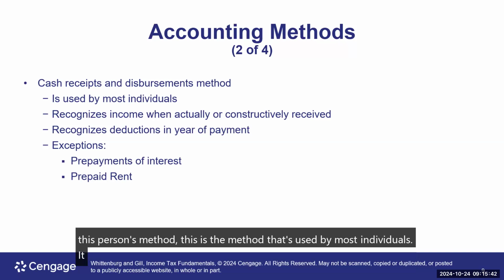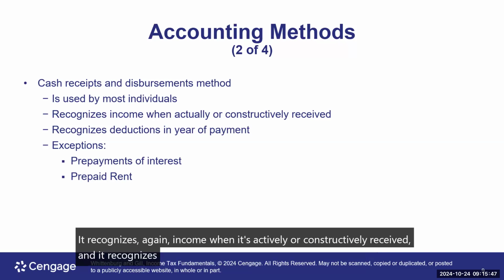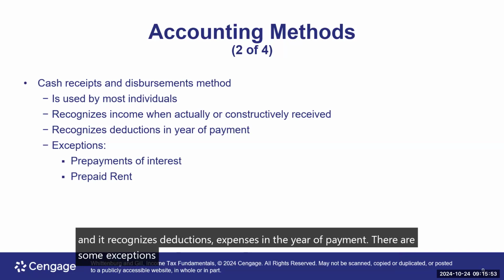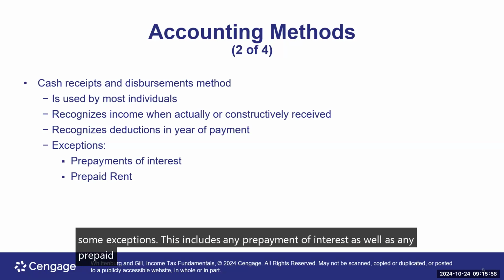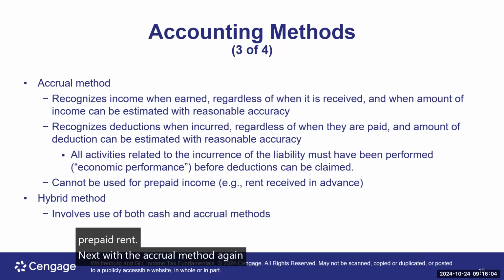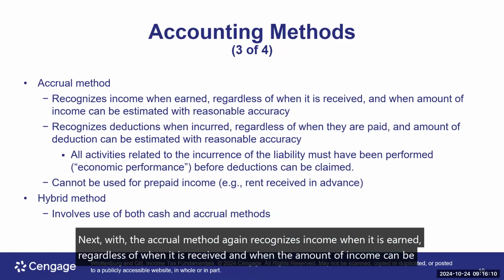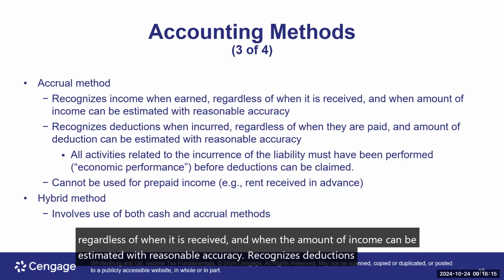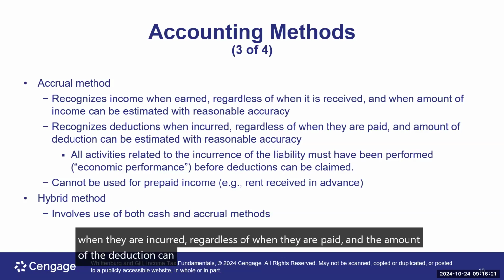It recognizes, again, income when it's actually or constructively received, and it recognizes deductions and expenses in the year of payment. There are some exceptions. This includes any prepayment of interest as well as any prepaid rent. Next, the accrual method, again, recognizes income when it is earned, regardless of when it is received, and when the amount of income can be estimated with reasonable accuracy. It recognizes deductions and expenses when they are incurred, regardless of when they are paid, and the amount of the deduction can be estimated with reasonable accuracy.